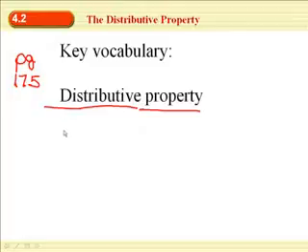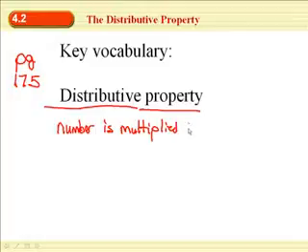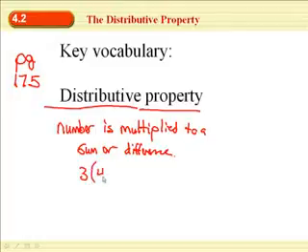The distributive property is used when a number is multiplied to a sum or difference. So it would look, here it is with numbers. 3 times 4 plus 5, or we could do 5 times 7 minus 3.